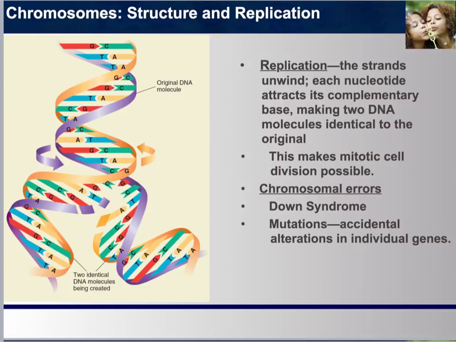Mutations are also chromosomal errors, and these are considered accidental alterations in individual genes. Whereas most mutations disappear because they do not represent an advantage for individuals, beneficial mutations can be found throughout the natural world. Remember, a mutation is a change in your DNA, more specifically a mutation that allows your DNA to create a protein that functions differently than it otherwise would.